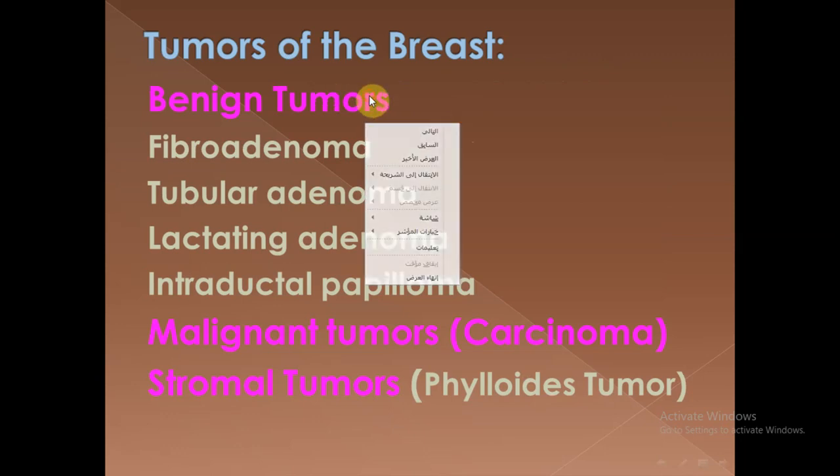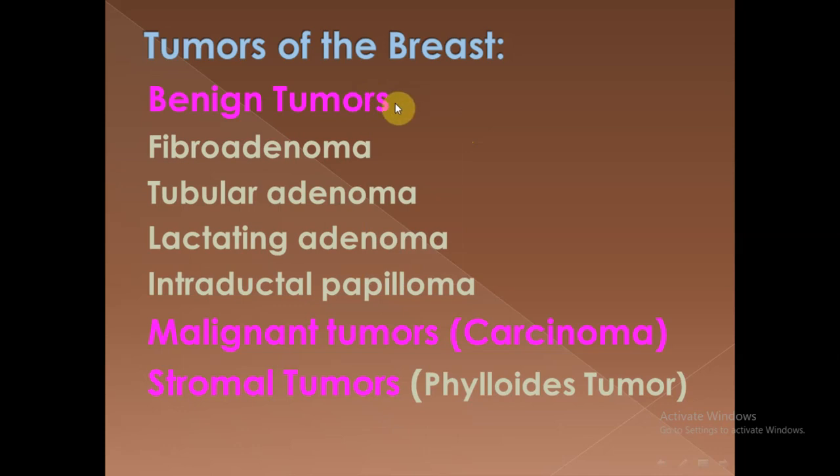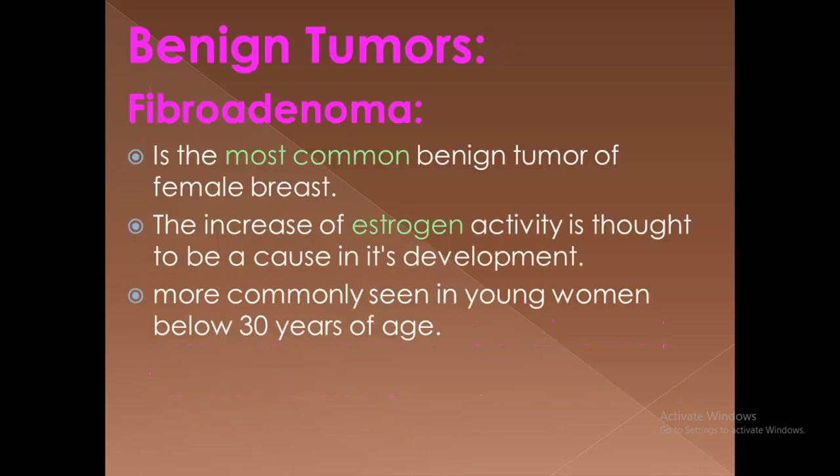Tumors of the breast. Here we have three parts of tumors of breast. Two are the benign and malignant tumors. Both originate from the epithelial site of the breast tissue, and we have a certain type of tumor which is Phylloides tumor. It originates from the stroma and not from the epithelial component. The benign tumors include Fibroadenoma, Tubular Adenoma, Lactating Adenoma, and Intraductal Papilloma.